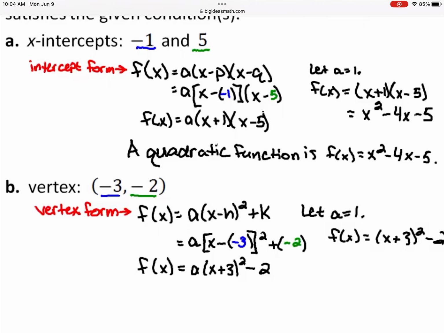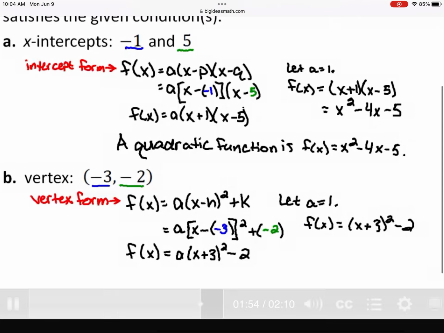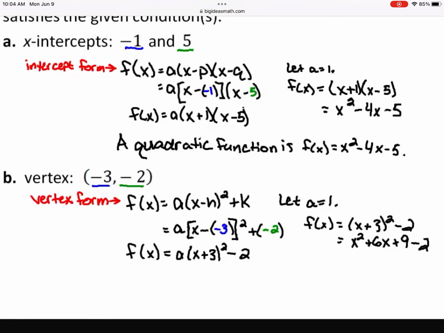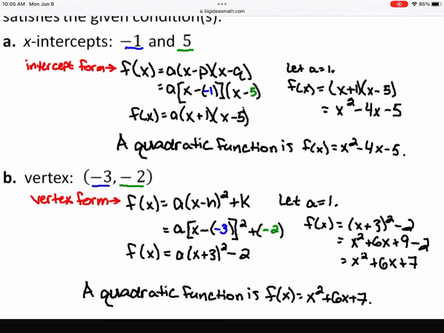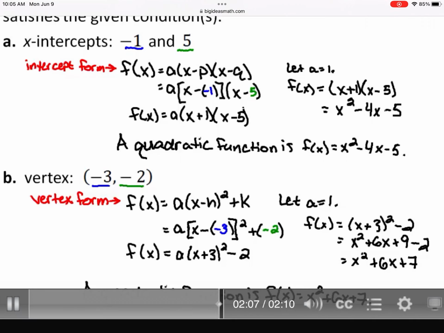So you have f of x equals the quantity x plus 3 squared minus 2. The quantity x plus 3 squared is x squared plus 6x plus 9, and 9 minus 2 is 7. So a quadratic function is f of x equals x squared plus 6x plus 7.